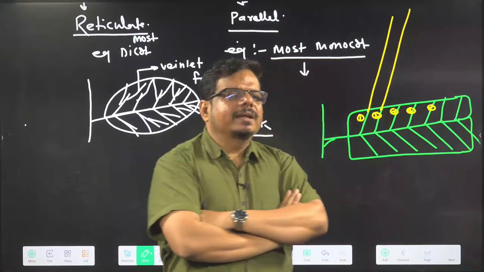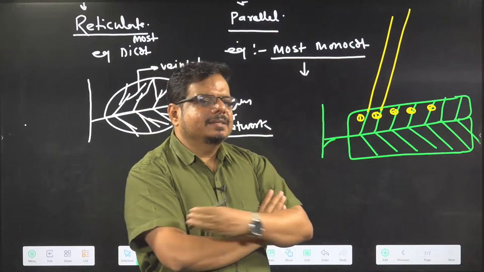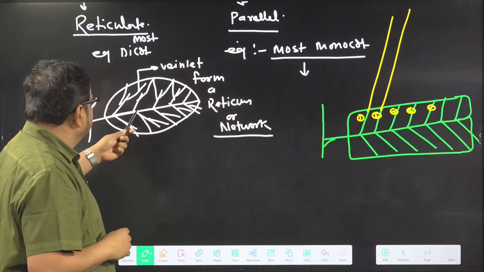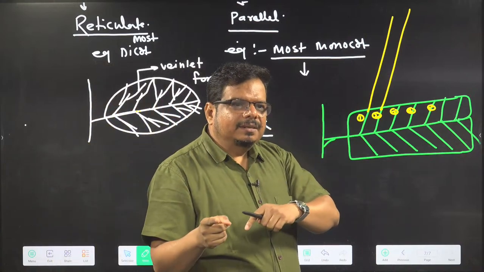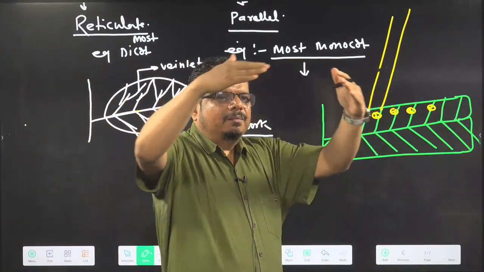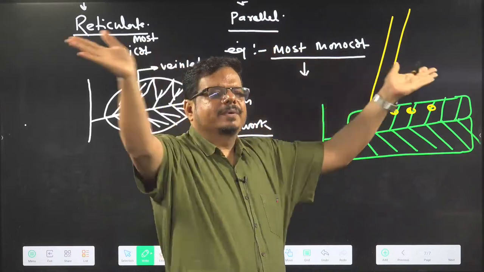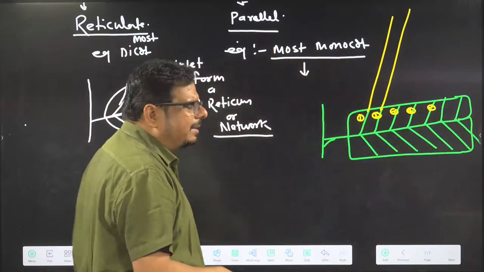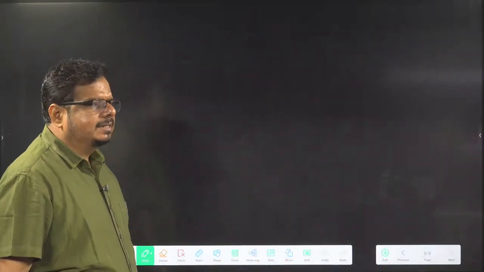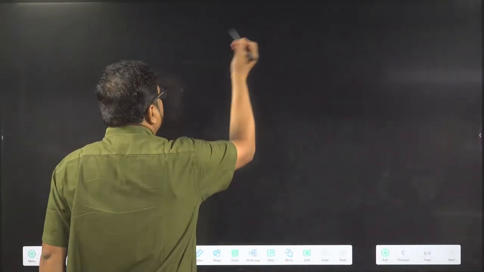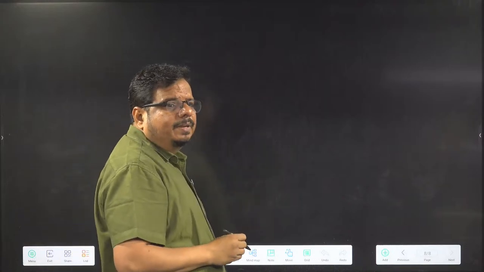How many different types of parallel are there? Otherwise, what we can say? This is reticulate. It is unicostate, multicostate, convergent, divergent, arranging either veins merging like this or diverging like this. So these arrangements are not required now. It is not the need of the exam now, so we are not going to discuss. So venation over.